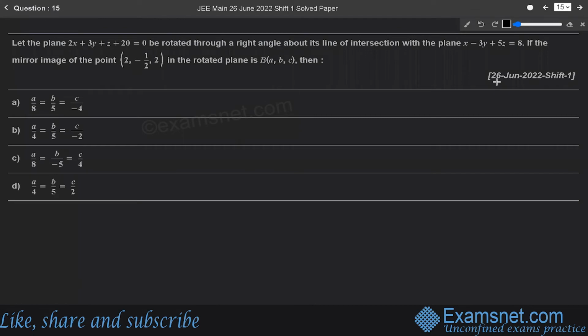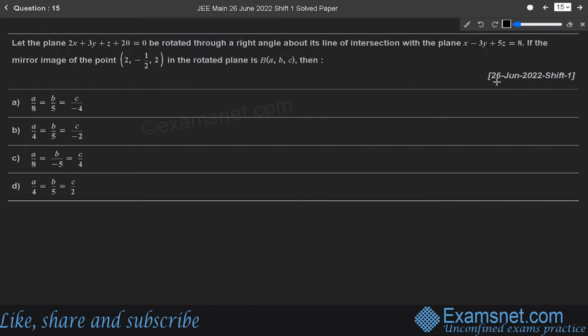Next question is, let the plane 2x + 3y + z + 20 = 0 be rotated through a right angle about its line of intersection with the plane x - 3y + 5z = 8. If the mirror image of the point (2, -1/2, 2) is in the rotated plane is (a, b, c), then.